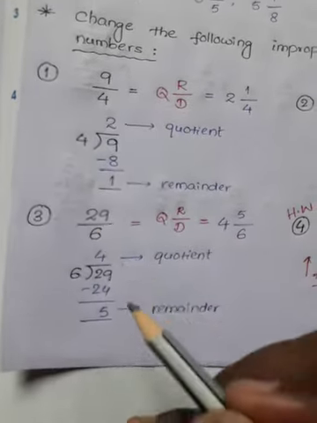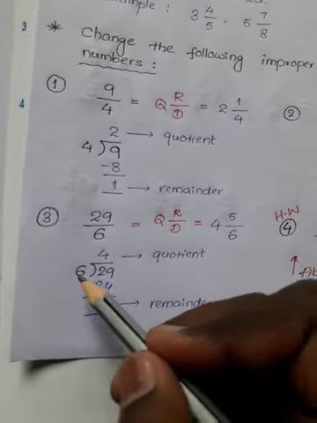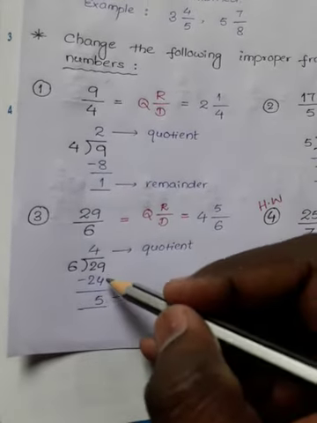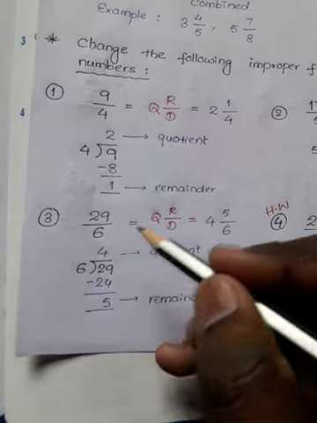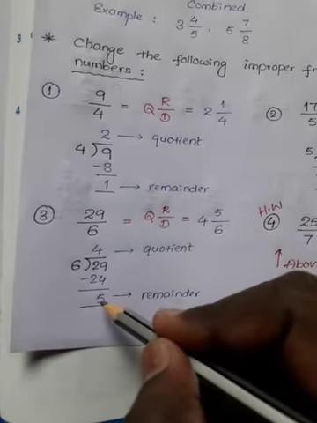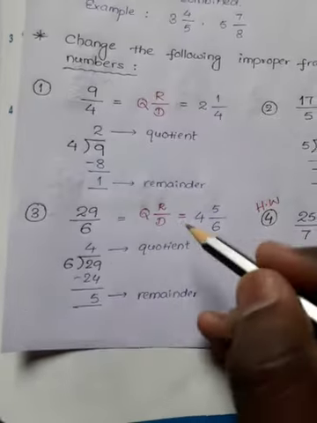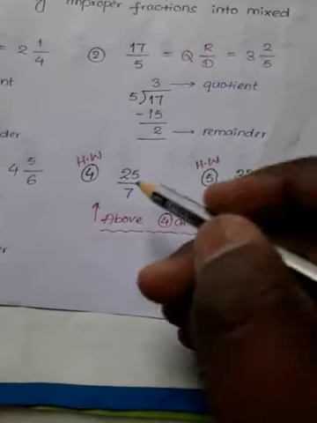Now question number 3. It's 29 over 6. Write 29 inside, 6 is outside. So 6 fours are 24. 29 minus 24, how much? 5. So the quotient is 4 and the remainder is 5. Write the remainder in the numerator, and the denominator, write it as it is. Clear? So these two questions are your homework.